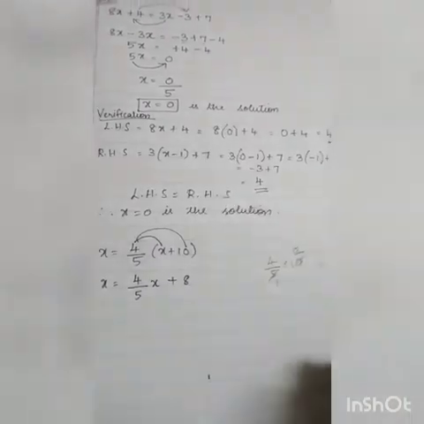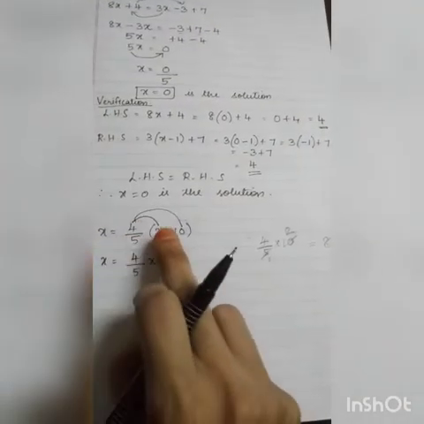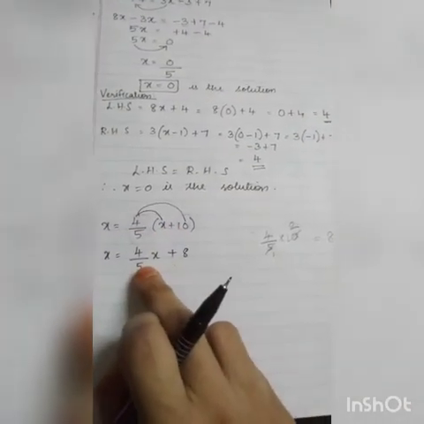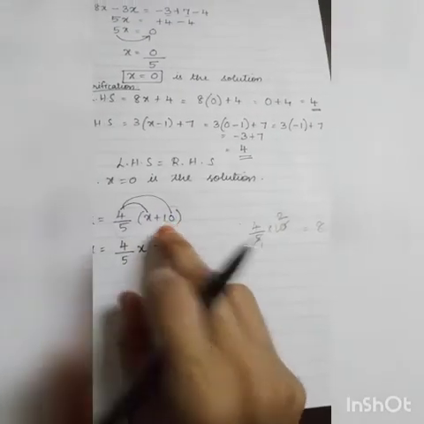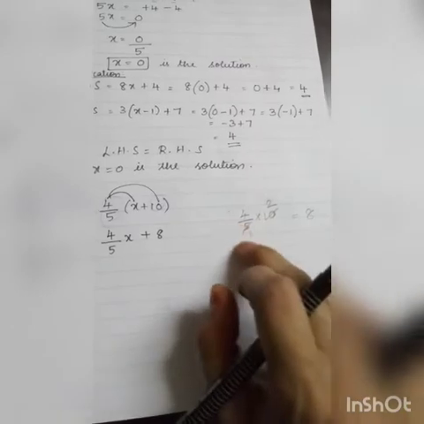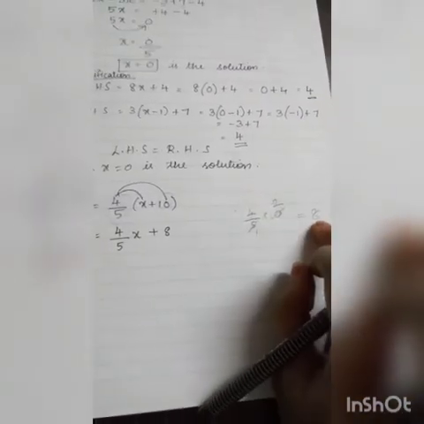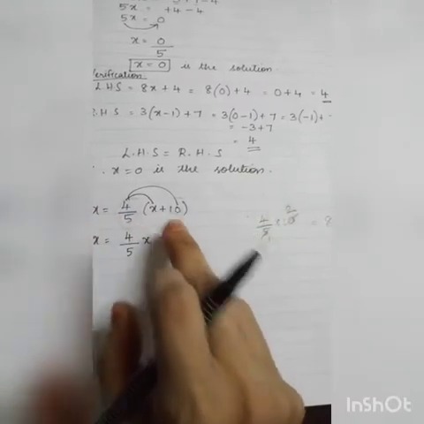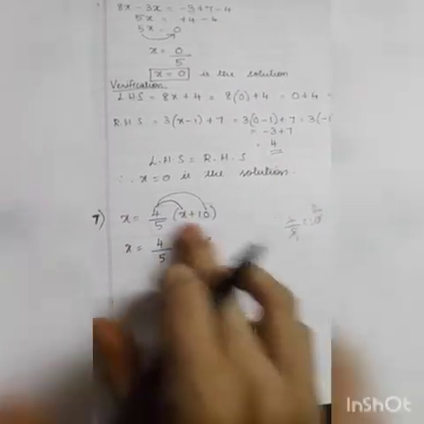So shall I write the 8 directly? Listen, children, 4 by 5 into x, 4 by 5x plus, because plus is there, 4 by 5 into 10. 5 ones are 5, 5 twos are 10. Now 4 twos are 8 is the final answer. So instead of multiplying these two, I have written 8 directly. Now it becomes a simple equation.